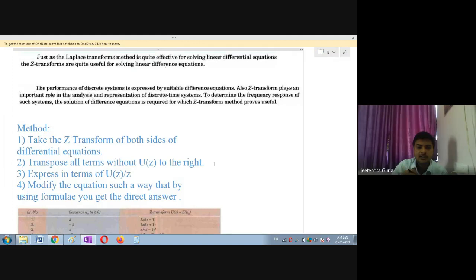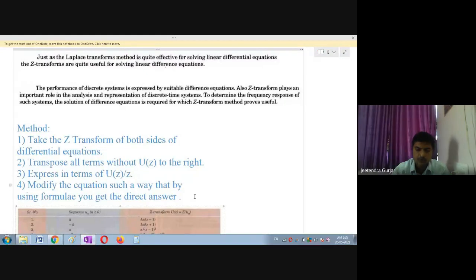Then express in terms of u of z divided by z. As in the previous class, we express this term as u of z divided by z. Modify the equation in such a way that, yes, this is very important. You have to do the modification correctly and perfectly, students. Then only by using the formulae do you get the direct answer. The last step will give you the answer, students. Here also, directly by substituting the values, you will get the answer. Here also, you have to remember partial fractions, students.